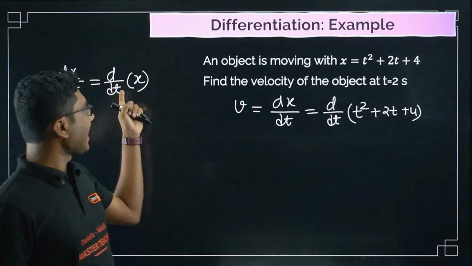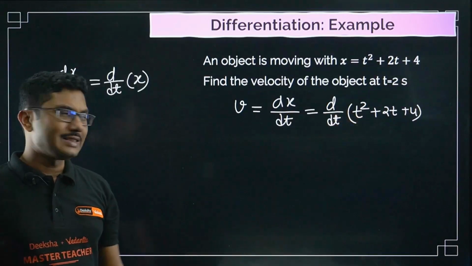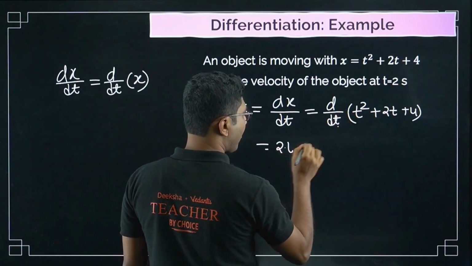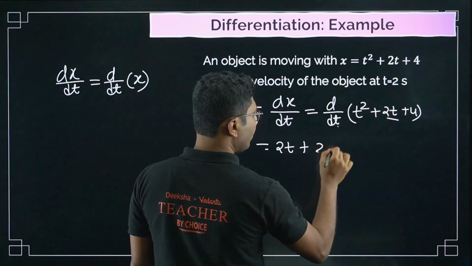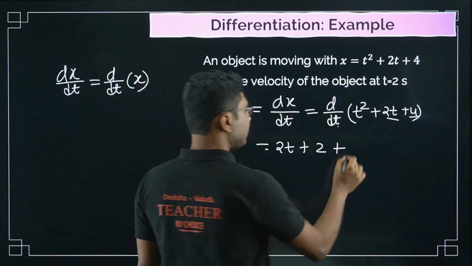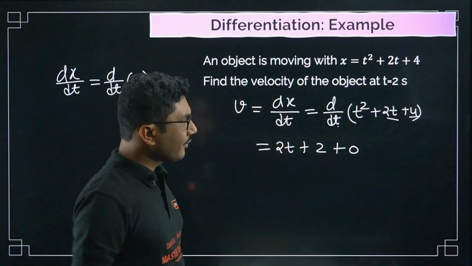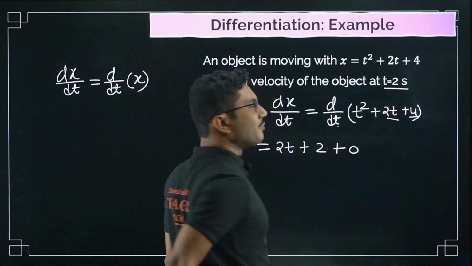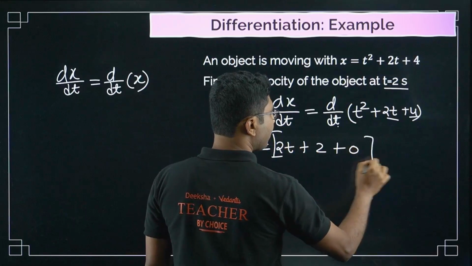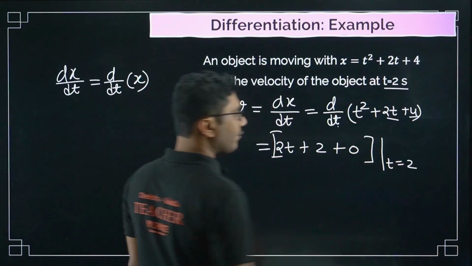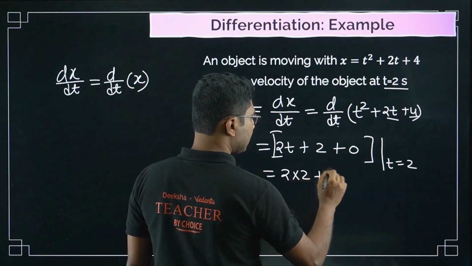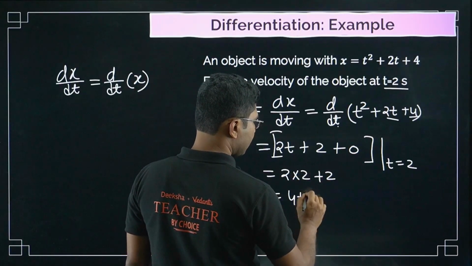If you write it like that and put the value of x over here, you get this as your answer. Now you have to differentiate it. Now 2t again plus 2, plus, now this is a constant, so the constant's differentiation is 0. In the question they have mentioned to find the speed of the object at t equals 2 seconds, right? So here you have to put t equals 2. You get 2 into 2 plus 2, that is 4 plus 2, that is 6.